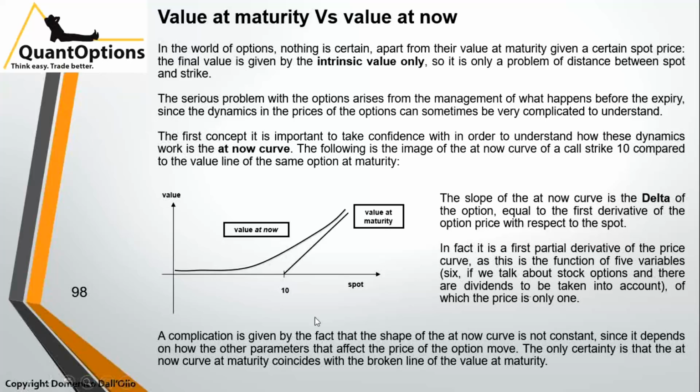A complication is given by the fact that the shape of the at-now curve is not constant, since it depends on how the other parameters that affect the price of the option move. The only certainty is that the at-now curve at maturity coincides with the broken line of the value at maturity. What happens is that day after day, the at-now curve gets very close to the final value at maturity. And the day of maturity, this will be the at-now curve.